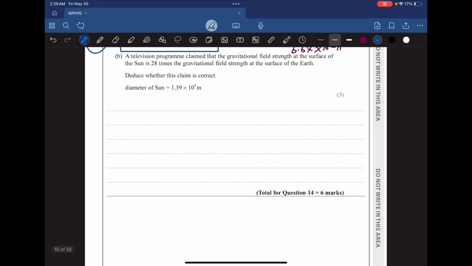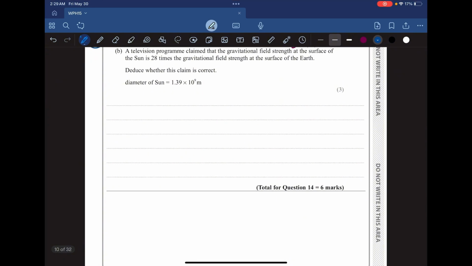Now moving on to part B. It says a television program channel claimed that the gravitational field strength at the surface of the sun is 28 times the gravitational field strength at the surface of the earth. Deduce whether this claim is correct. Now this question is a very common question.